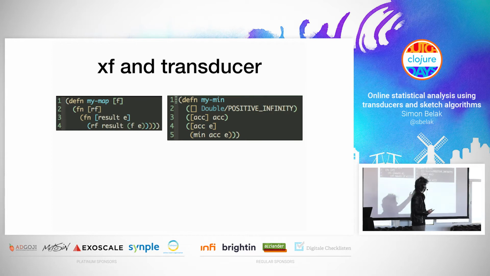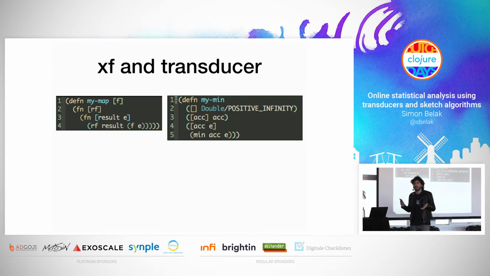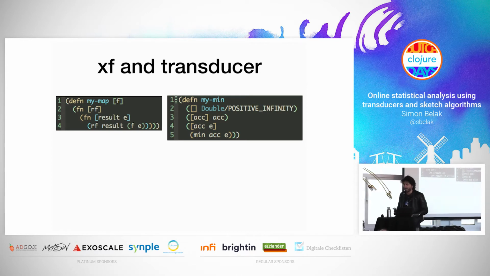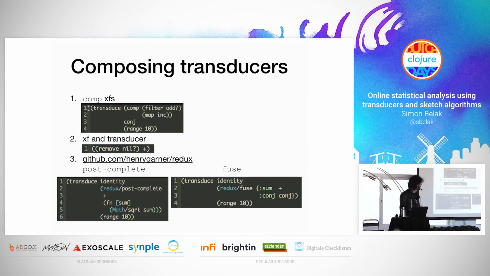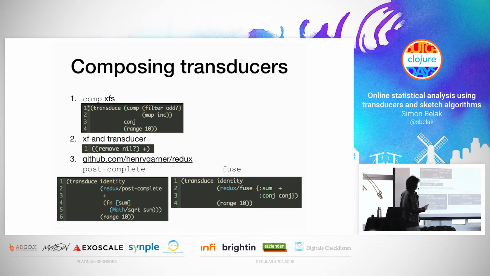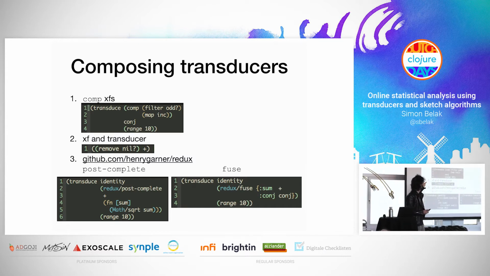Like here in this example of a minimum function, where we're just going to start with positive infinity and then be safe in the knowledge that anything we compare with that is going to be less than the set infinity. But where it gets interesting is how we can compose those transducers. Now, the first thing is just using comp on a couple of different XFs.